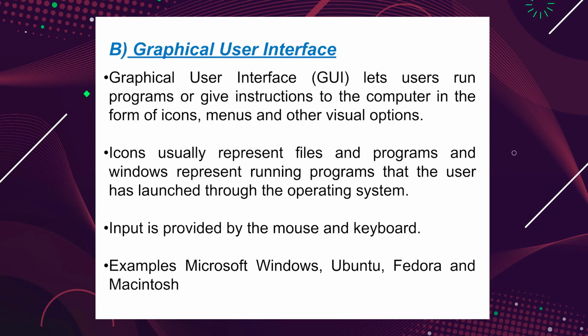The second one is graphical user interface. Graphical user interface lets users run programs or give instructions to the computer in the form of icons, menus and other visual options. Icons usually represent files and programs stored on the computer, and windows represent running programs that the user has launched through the operating system. The input devices used to interact with the GUI commonly include the mouse and the keyboard. Examples of operating system with GUI include Microsoft Windows, Ubuntu, Fedora and Macintosh.